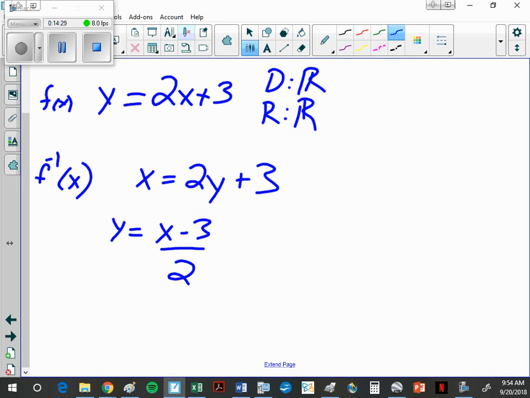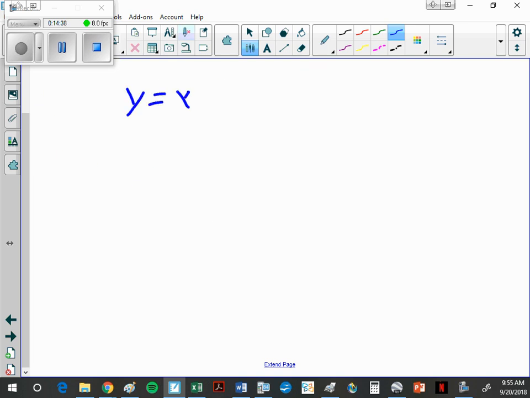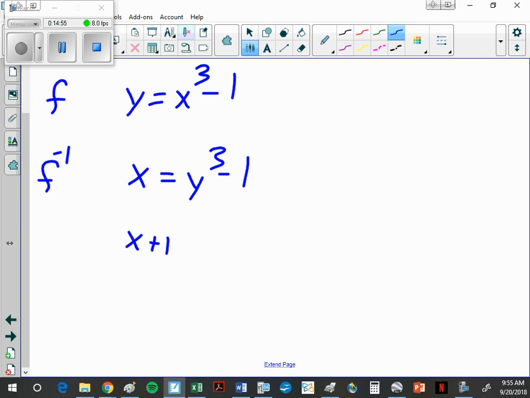All right. So let's look at 40. 40 is x³ - 1. So this is my f. f inverse is going to be x = y³ - 1. How do I solve that? Add 1, so I get x + 1, third root. Do I need a plus or minus?